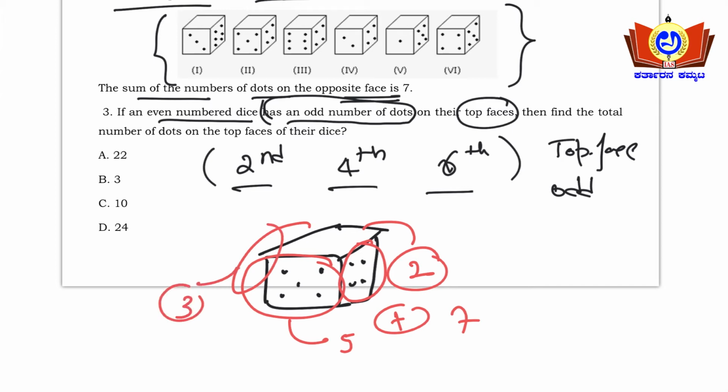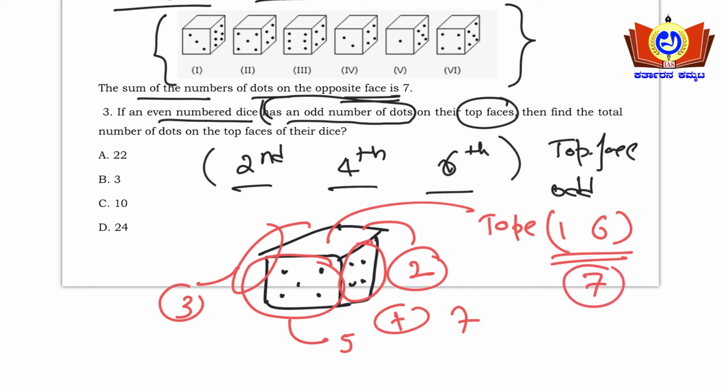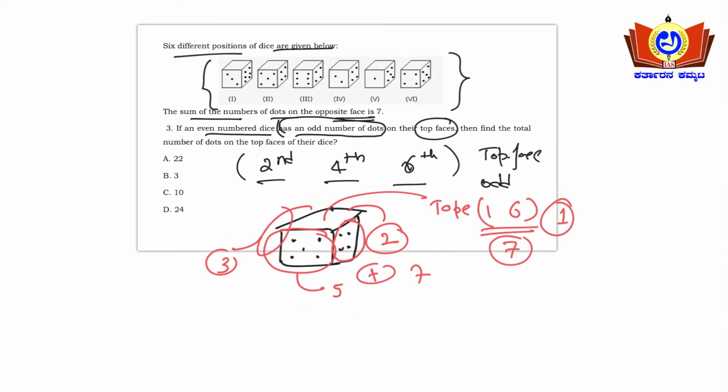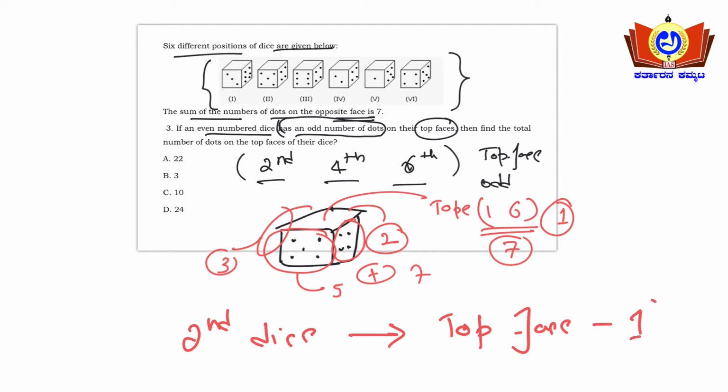Yes or no? Then the top face should be either 1 or 6, because opposite faces add up to 7. But the question says it has an odd number of dots on the top face. So between these 2 numbers, the odd number is 1. So for the second dice, the top face will be 1 dot. Yes or no?